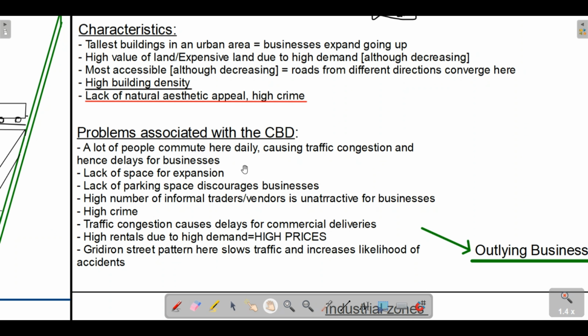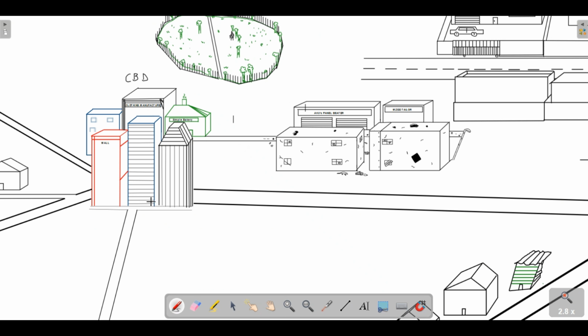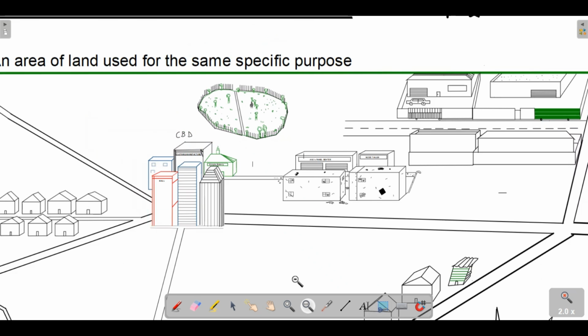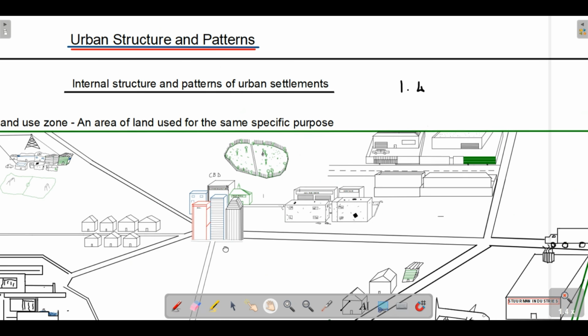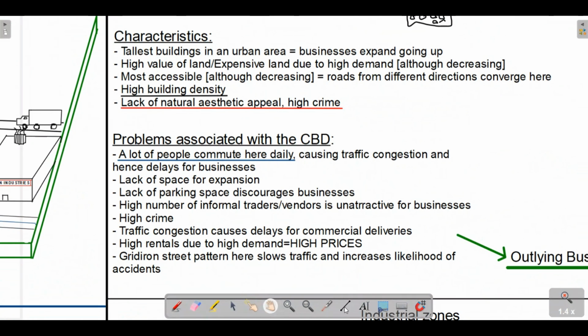So they can actually ask you to explain why businesses are avoiding moving into the CBD. The CBD, as much as it employs a lot of people and participates in the GDP, so on and so on, is actually not attractive for investors. And this is the reason why. First things first, a lot of people commute here. A lot of people travel here daily. There's a lot of people that work in the CBD, and so you can imagine the amount of vehicles there. You can imagine each building, how many people does it employ? So a lot of people come into this particular land use zone, the CBD, and you can imagine the traffic congestion.